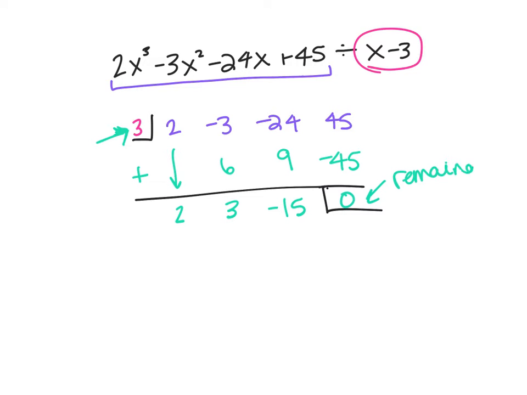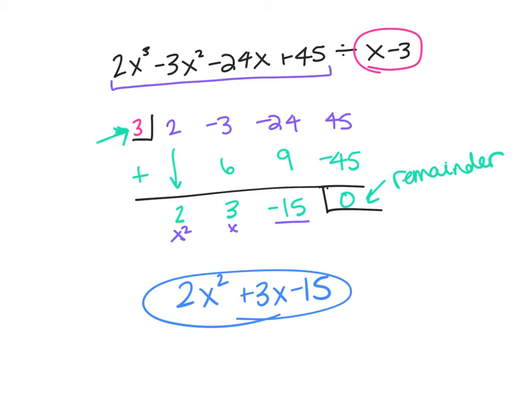So since this divided evenly, this is in fact a factor. We add our terms in. The last term is always the constant, then x term, then x squared, and it would count up from there. So if we write out the answer to this, we have 2x squared plus 3x minus 15. There is no remainder, so we don't have to add anything on the end.